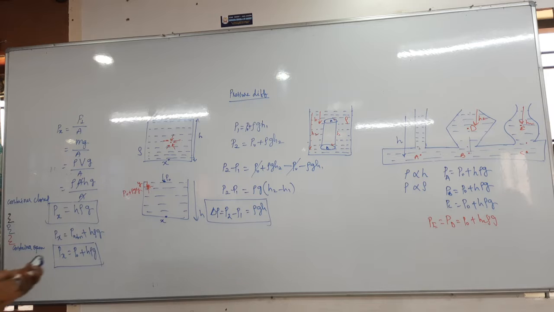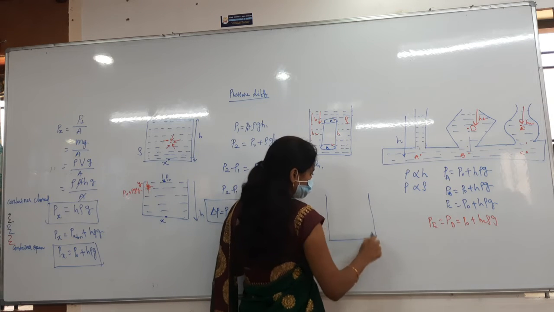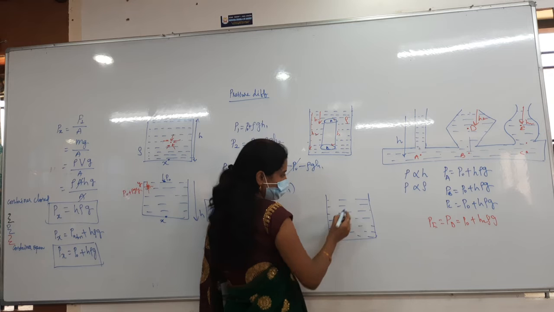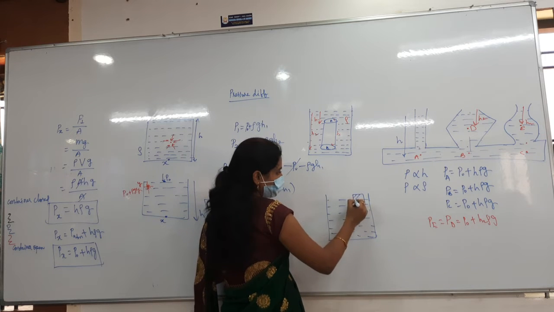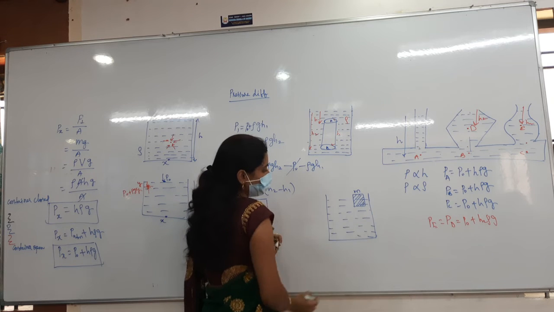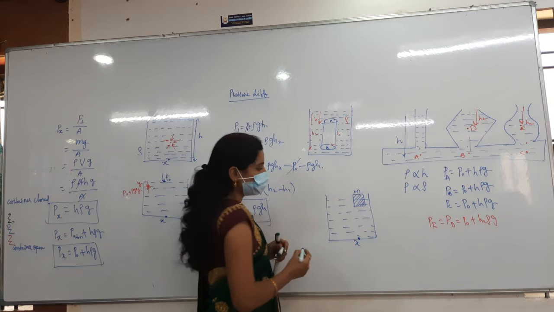And also one more thing is, for example, if I consider the vessel here, in that vessel I am just taking a block here. The block is partially submerged, of mass m. Now you have to find the pressure at the bottom point x. Tell me, what is that?